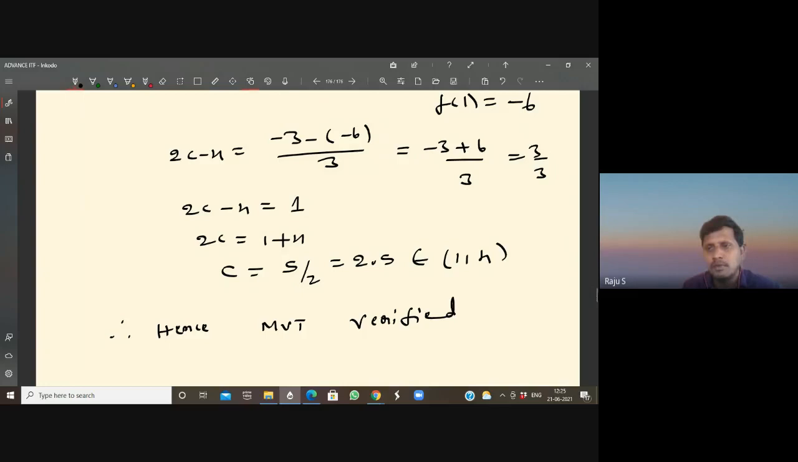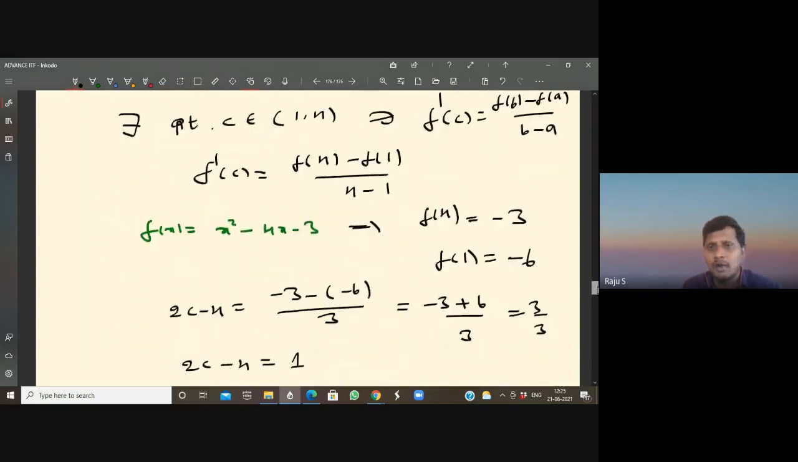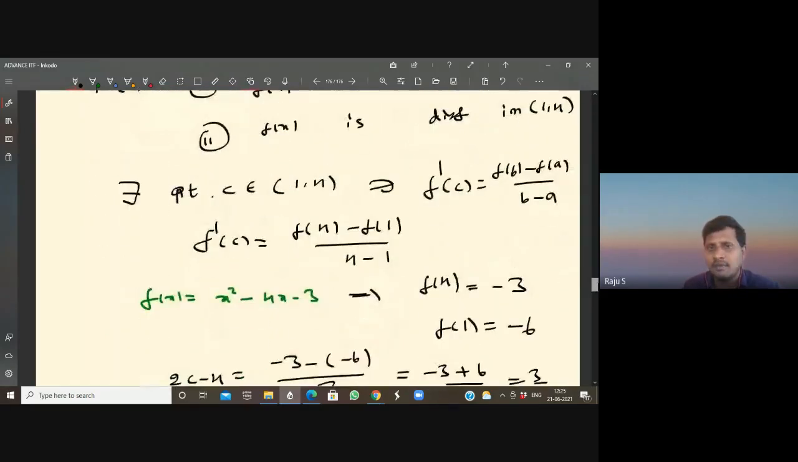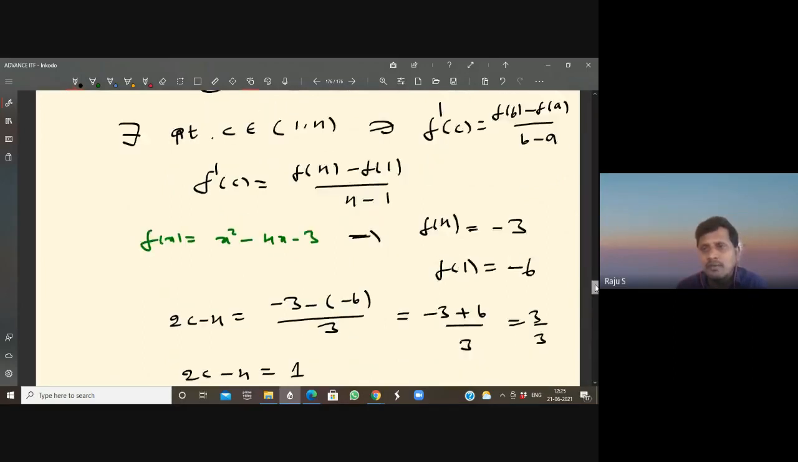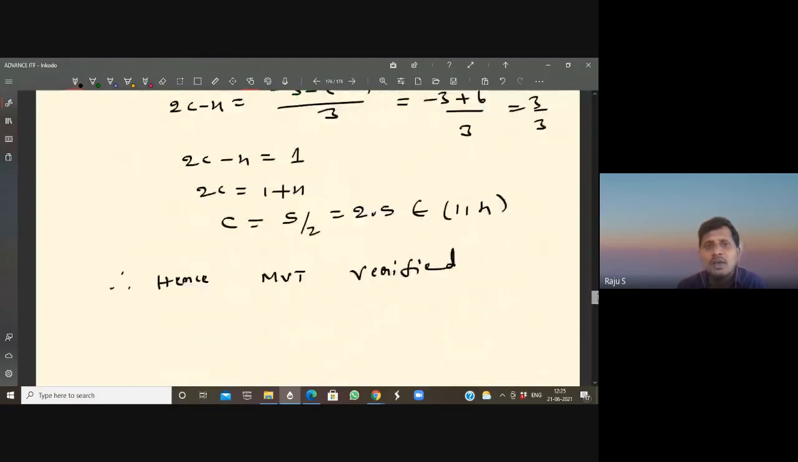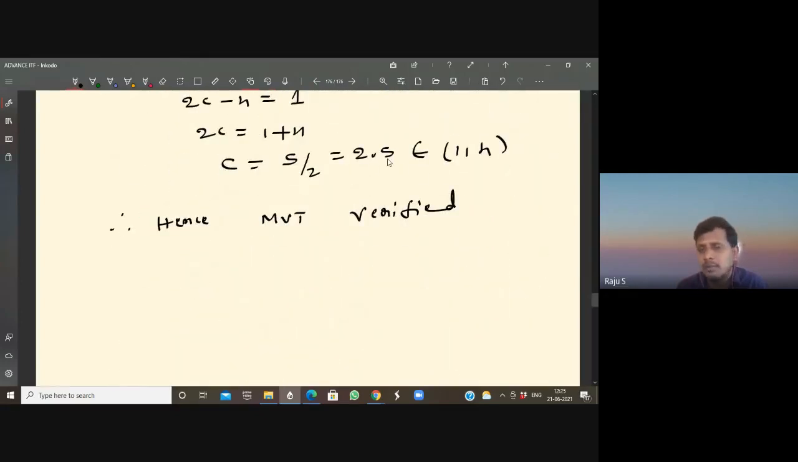That's all. Simple, what I have done here? Clearly the given function is a polynomial, it is continuous and differentiable everywhere, so everyone write the first two conditions. Then you have to write that there exists at least one point C in open interval such that f dash of C is equal to f of b minus f of a by b minus a. And f dash of C, you can substitute a value and b value over here. So find f of 4 value, f of 1 value and substitute here. Finally, we got C value as 5 by 2, which is 2.5, which clearly belongs to the given interval. So verified.